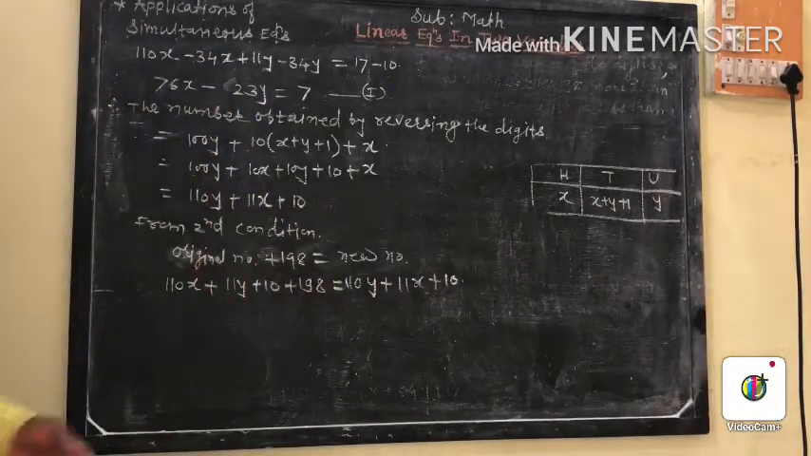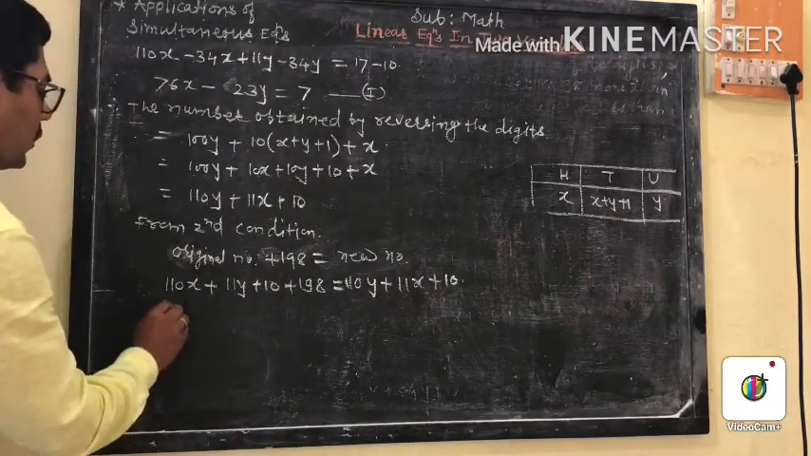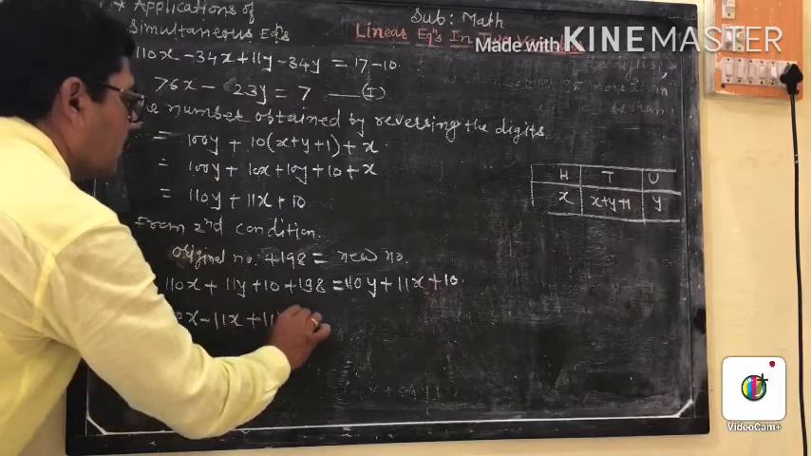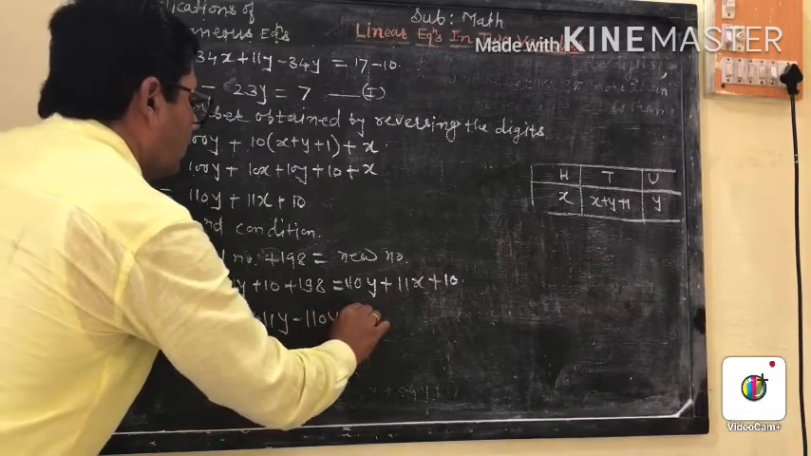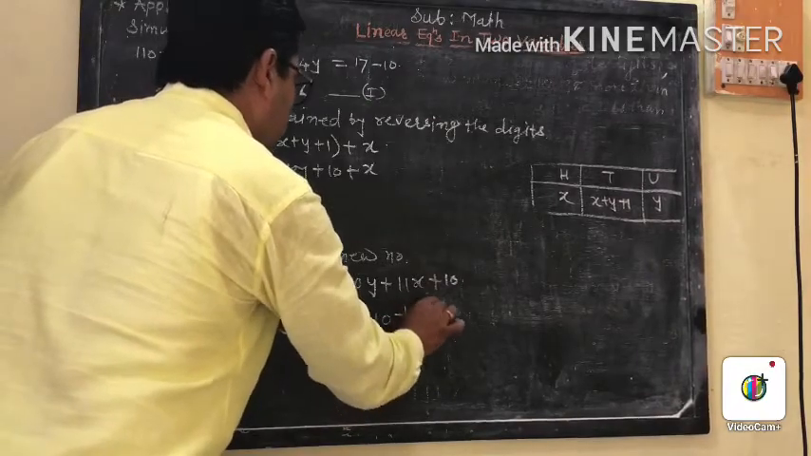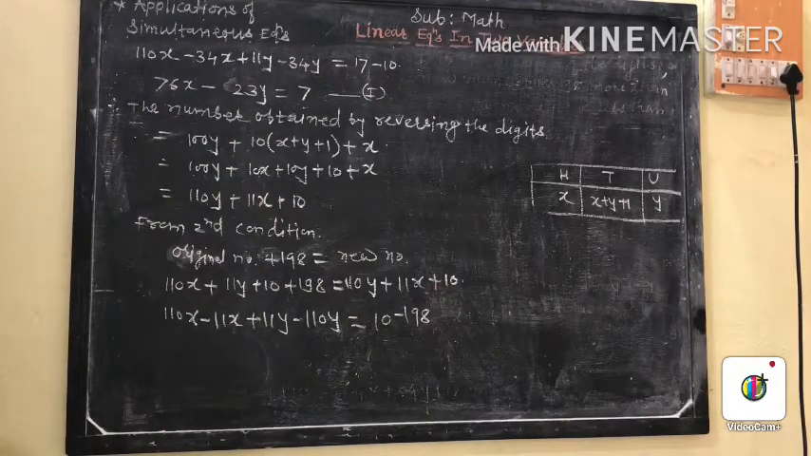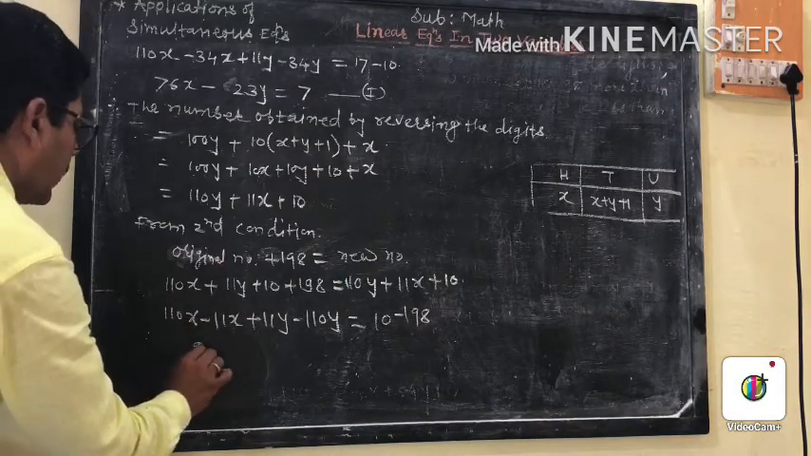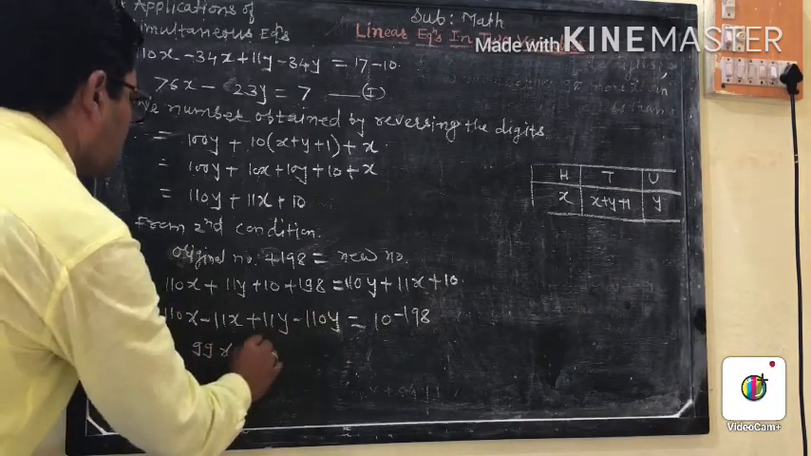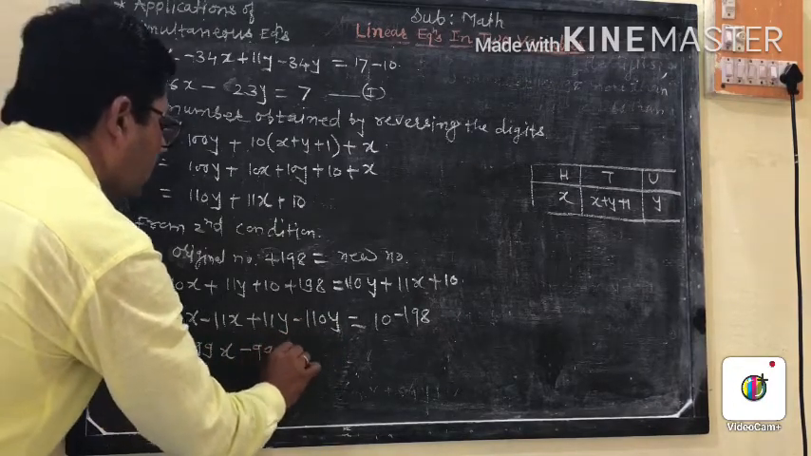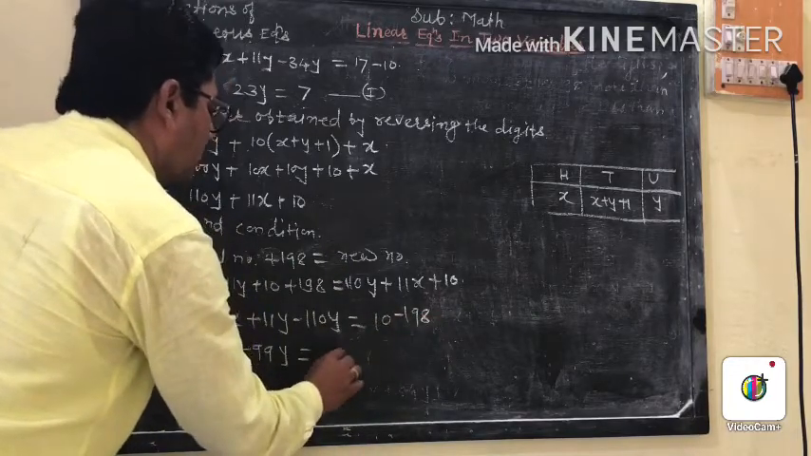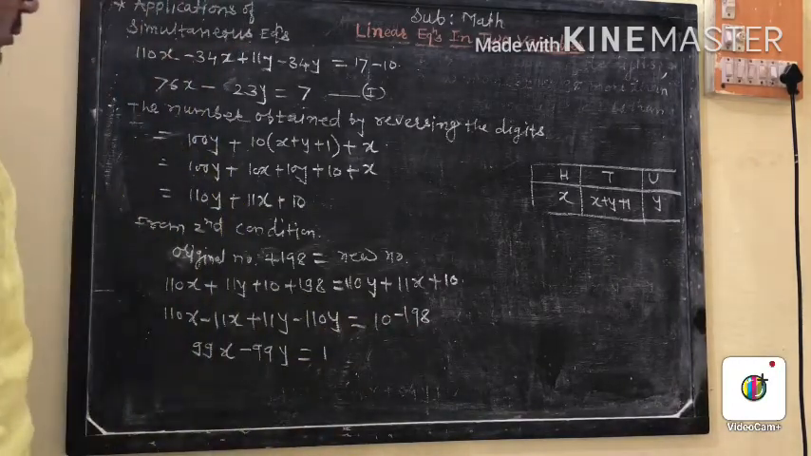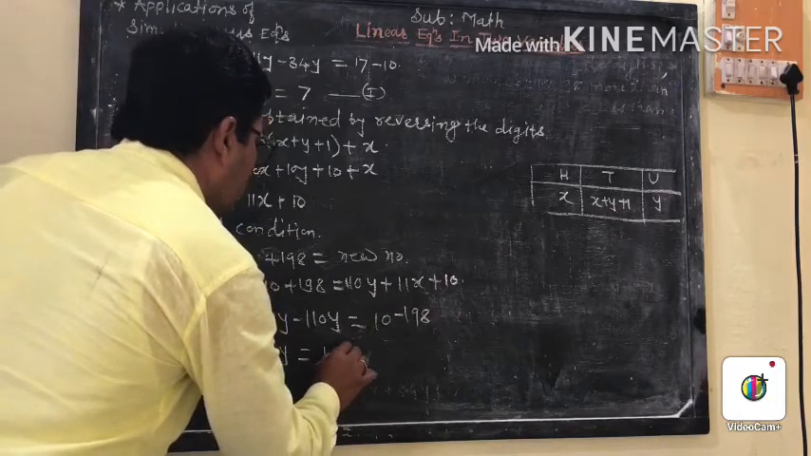Now simplify this equation. 110x minus 11x plus 11y minus 110y is equal to 10 minus 198. Here is 99x, this is also minus 99y, and is 10 minus 198. The remaining is 8.